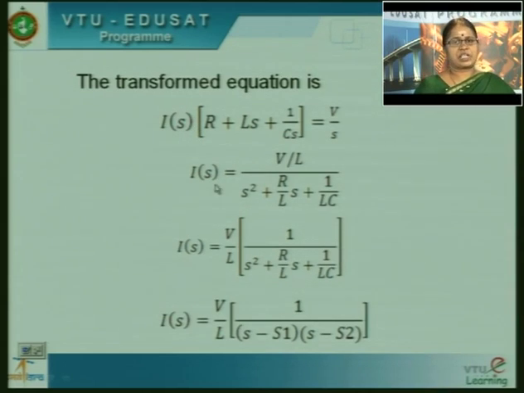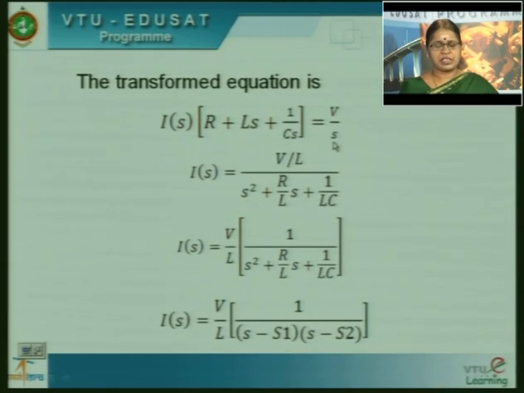This term I of s can be written as V by L in the numerator divided by S square plus R by L into S plus 1 by LC. If I just rewrite, I can bring I of s to this form just by bringing this term to the denominator, multiplying every term by s and dividing the numerator and denominator by L. So, you can write this equation as V by L divided by S square plus R by L into S plus 1 by LC.